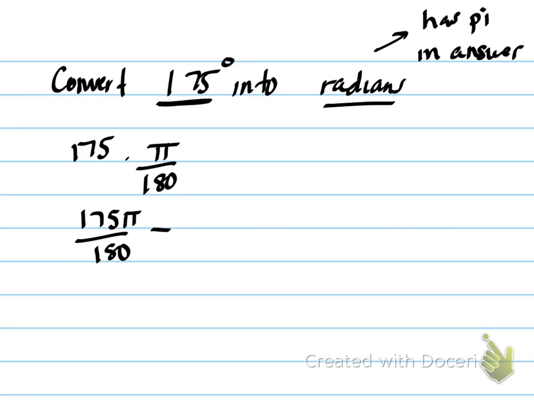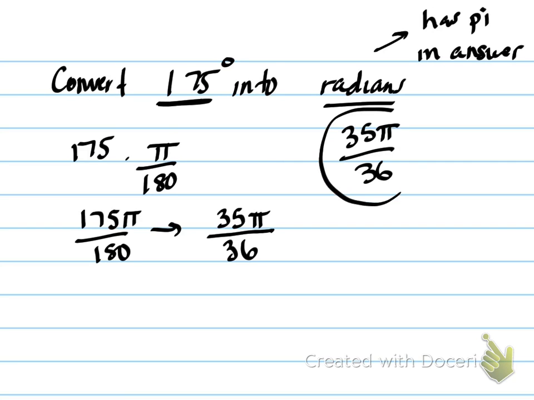But anyway, one thing that Khan Academy practice is going to want you to do is simplify both of these. So get a calculator out. These are both divisible by 5. If you divide them both by 5, 175 divided by 5 is 35, so you get 35 pi. And 180 divided by 5 is 36. So 175 degrees is 35 pi over 36 radians, and this would be my answer for that problem.